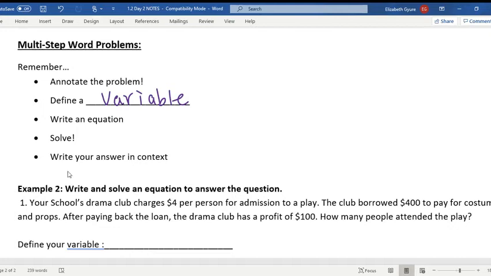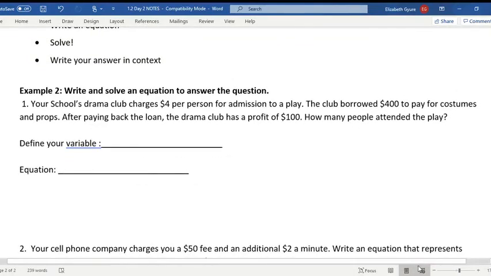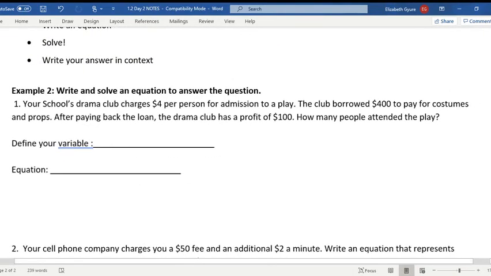Okay, good. All right, so got a word problem here. Your school's drama club charges $4 per person for admission to a play. The club borrowed $400 to pay for costumes and props. After paying back the loan, the drama club has a profit of $100. How many people attended the play?